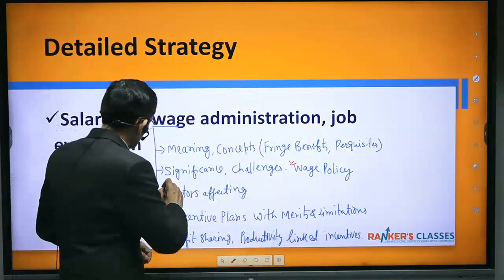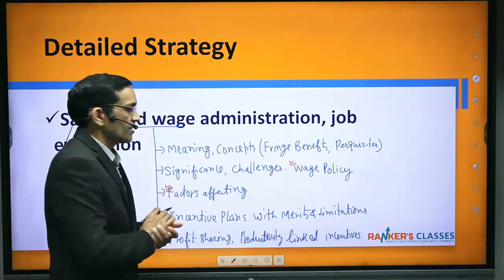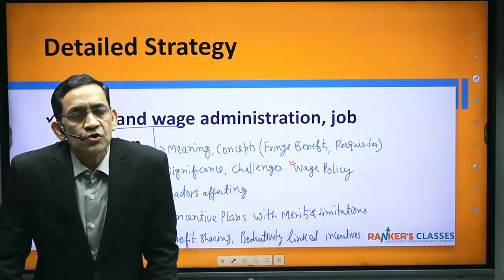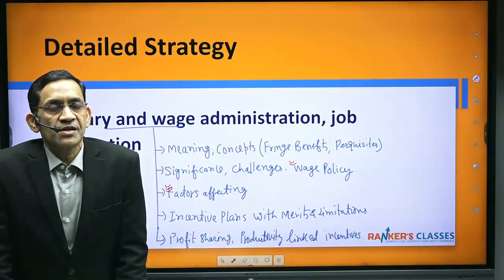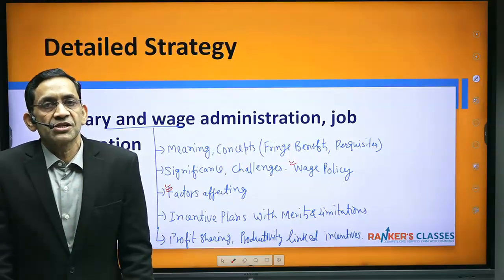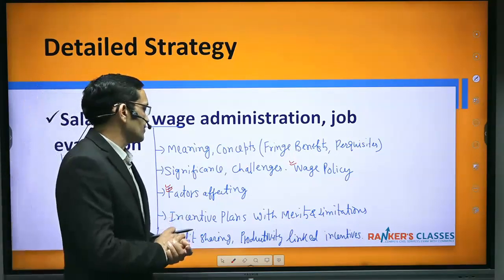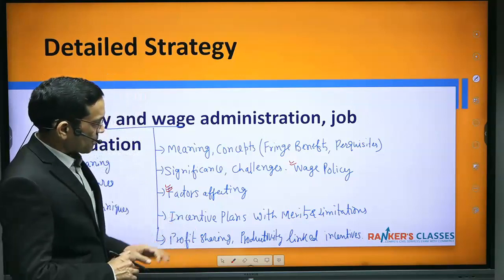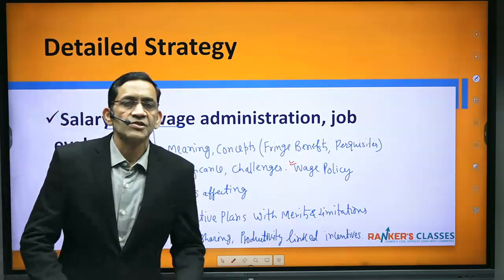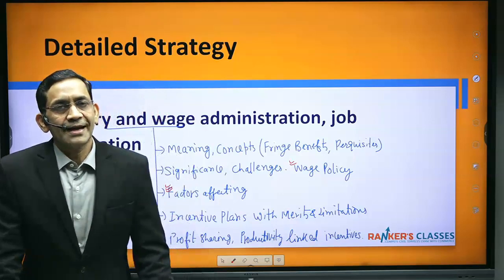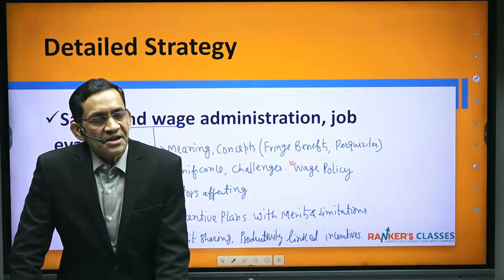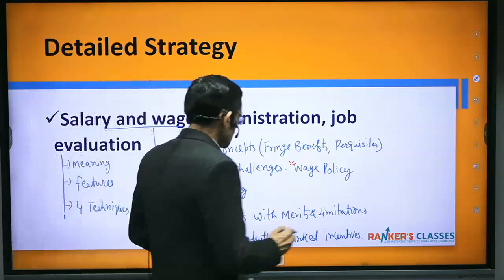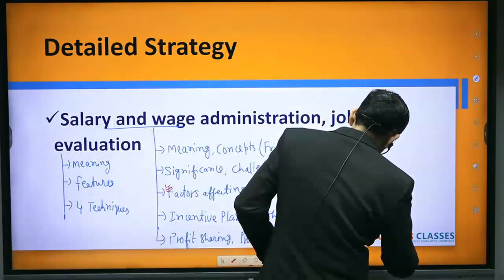Factors affecting wage policy, definitely very important, you should prepare, because in two organizations or two nations or two states, salary and wage rates cannot be the same. Various internal and external factors affect salary and wage. Various incentive plans. There are various plans like Halsey plan, Rowan plan, Gantt plan, Taylor plan, Merrick plan. On each individual plan, a short note may be asked. So it is suitable for a short note.